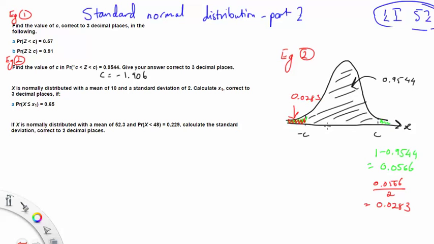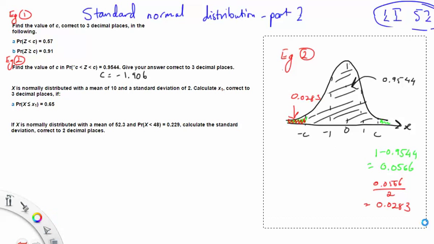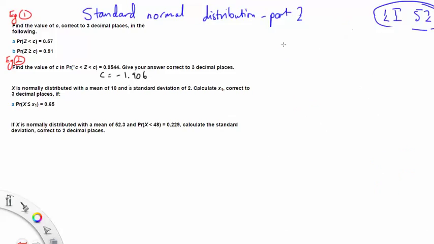So one standard deviation is negative 1, 2 standard deviations is negative 2. So it makes sense that it's going to be some value close to 2. So that's example 2. Let's take a look at example 3.